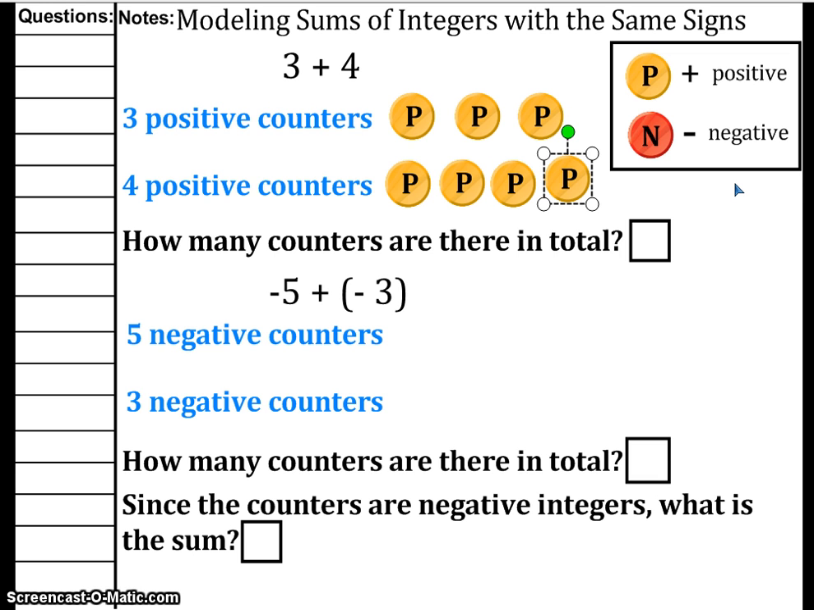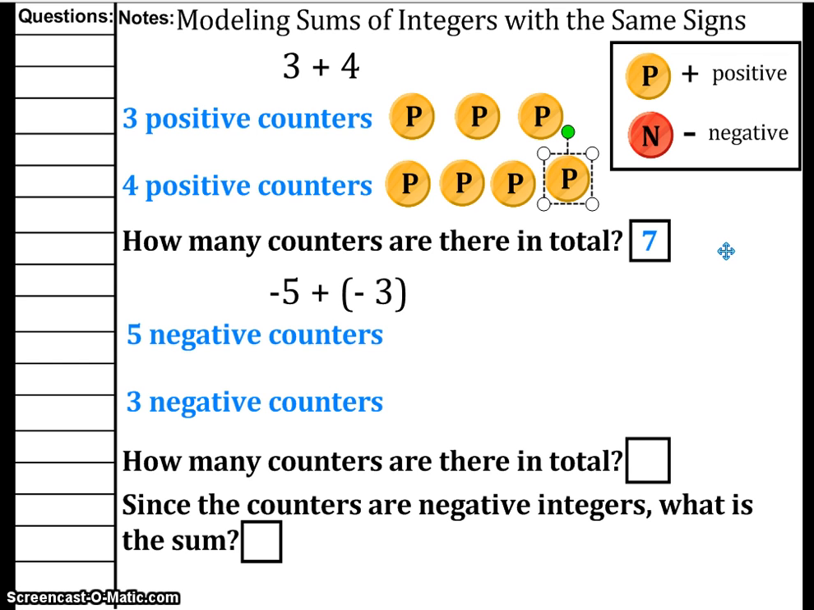Now that we have all of our counters, how many counters are there in total? 1, 2, 3, 4, 5, 6, 7. We have 7 total counters. So the positive 3 integer plus the positive 4 integer is a positive 7.